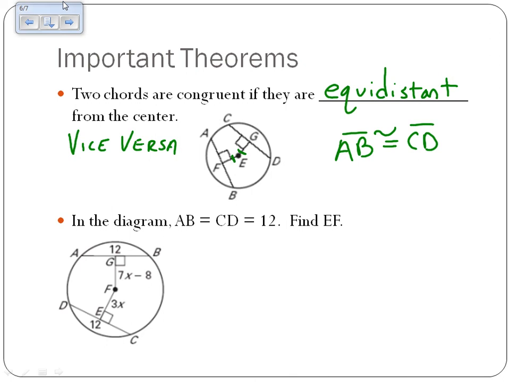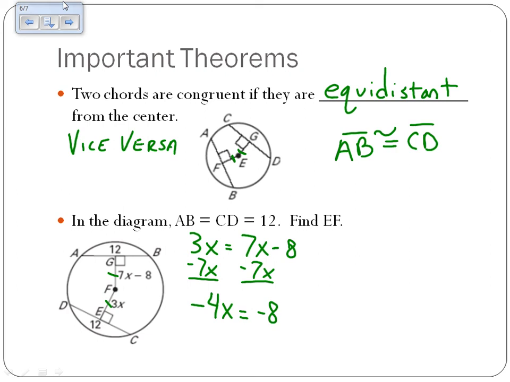Well, if the chords are both equal, then we know that they're the same distance from the center. Does that make sense? So we know that these must be congruent. So we know that 3x equals 7x minus 8. We subtract 7x. So we get negative 4x equals negative 8. So x equals 2. Is that what I asked for? No, I asked for EF. So I have to plug it back in. EF is 2 times 3. So EF equals 6.